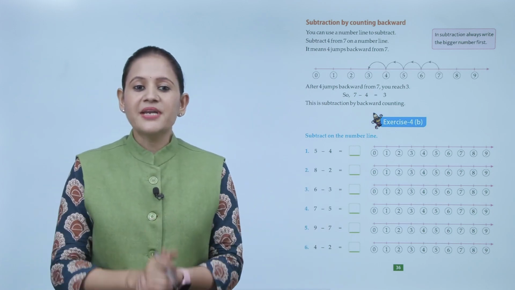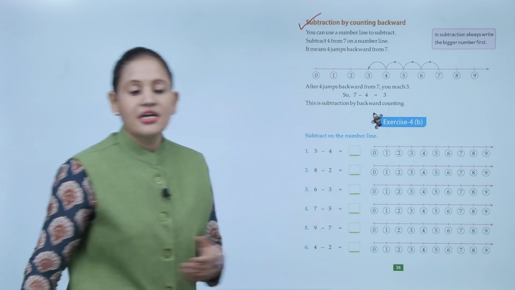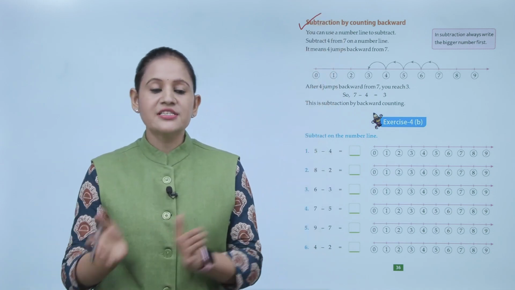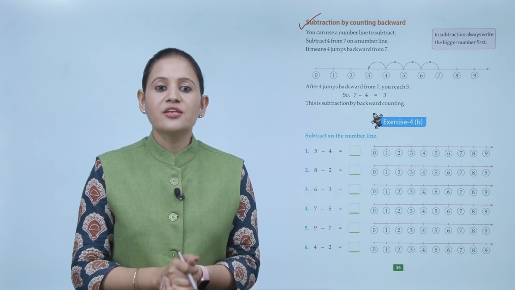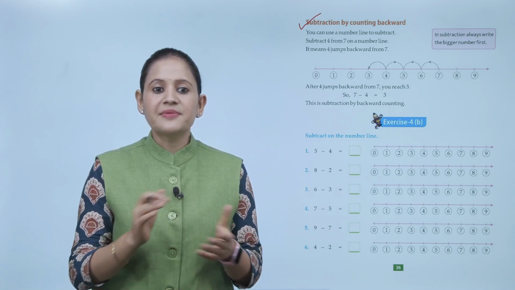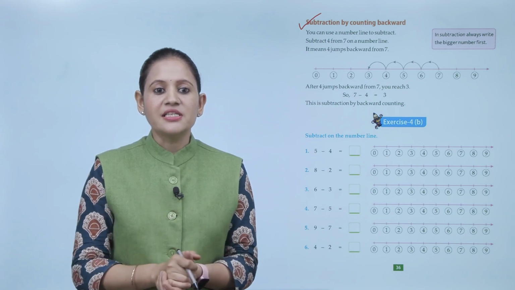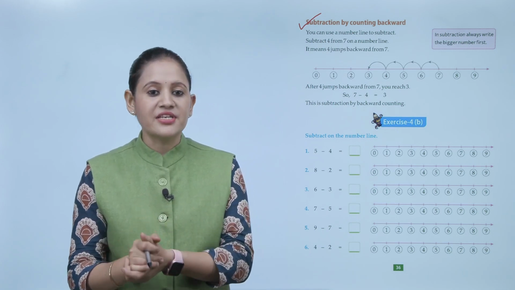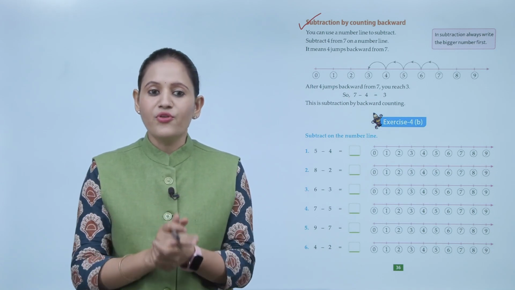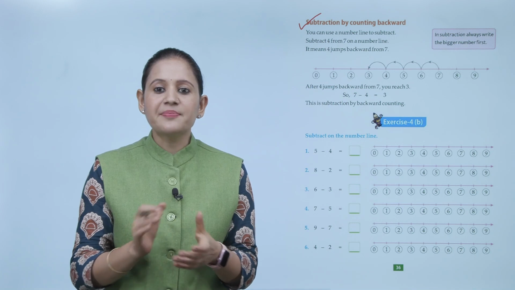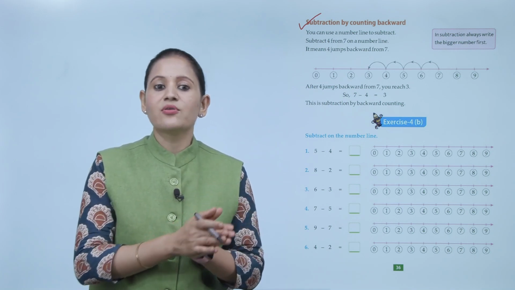Next is subtraction by counting backward. Like addition is counting forward, same way subtraction is counting backward on number line. You can use the number line to subtract 4 from 7. It means 4 jump backward from the 7. 7 में से हमें 4 subtract करना है, means we have to jump 4 times backward. In subtraction always write the bigger number first. Subtraction में हमेशा पहले bigger number को लिखते हैं.